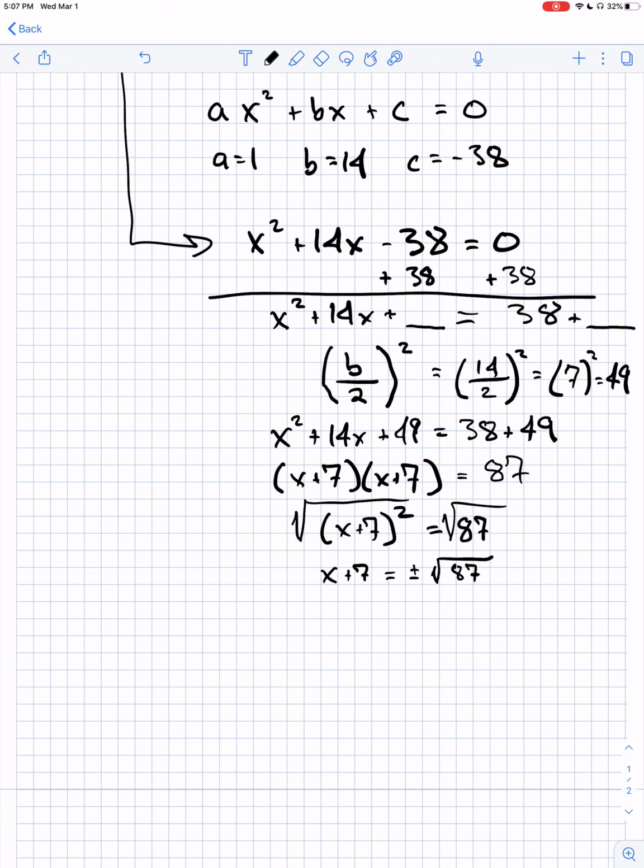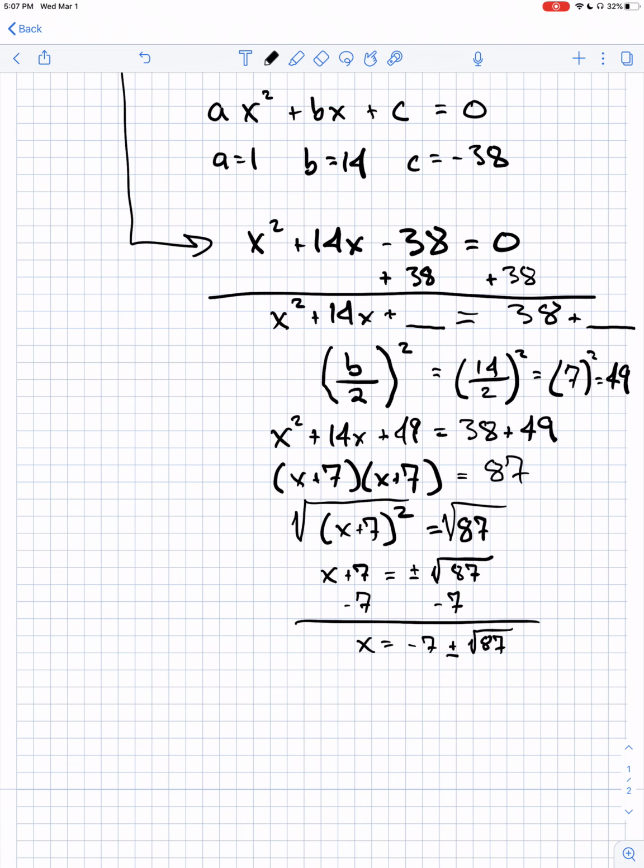Anytime you square root both sides, you've got to put that plus or minus in. Okay? Now guess what? We can solve for x. We just subtract 7 from both sides to get x equals negative 7 plus or minus the square root of 87. And that should be your solution. Of course, there's generally two solutions when you have a quadratic. Sometimes you can have one solution. But that's what the plus or minus represents, the two solutions.